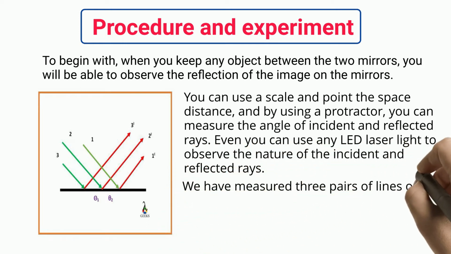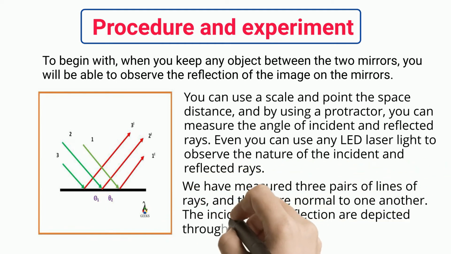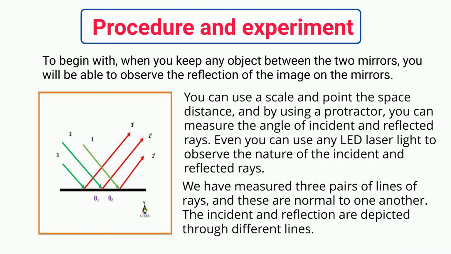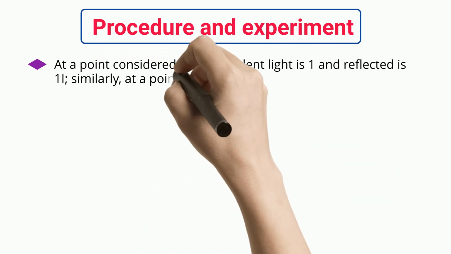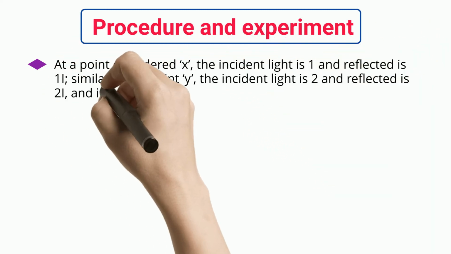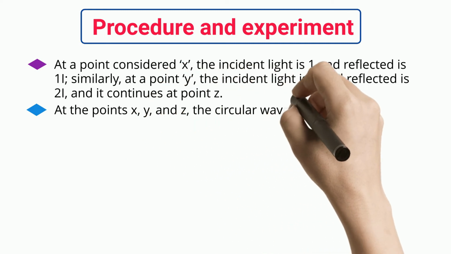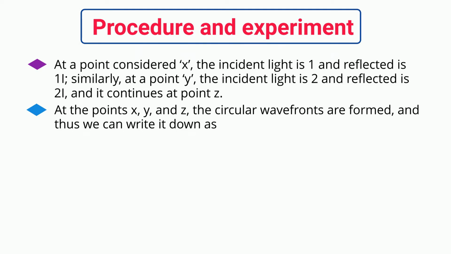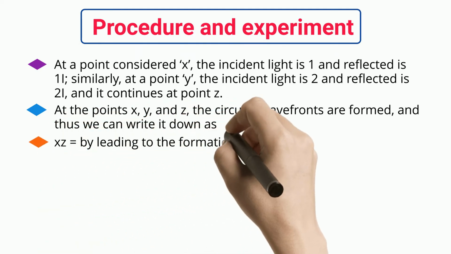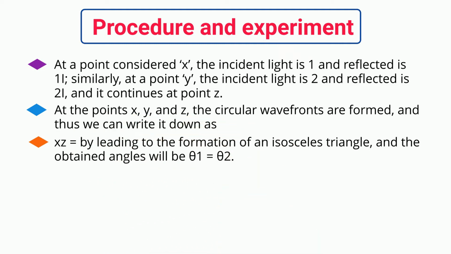We have measured 3 pairs of lines of rays, and these are normal to one another. The incident and reflected rays are depicted through different lines. At a point considered, X, the incident light is 1 and reflected is 1i. Similarly, at a point Y, the incident light is 2 and reflected is 2i, and it continues at point Z. At the points X, Y, and Z, circular wavefronts are formed, and thus we can write XZ equals, leading to the formation of an isosceles triangle, and the obtained angles will be 1 equals 2.